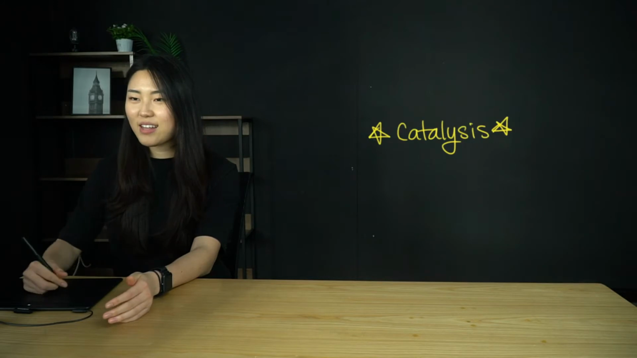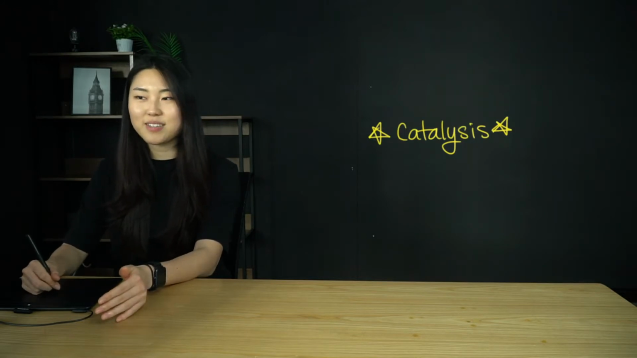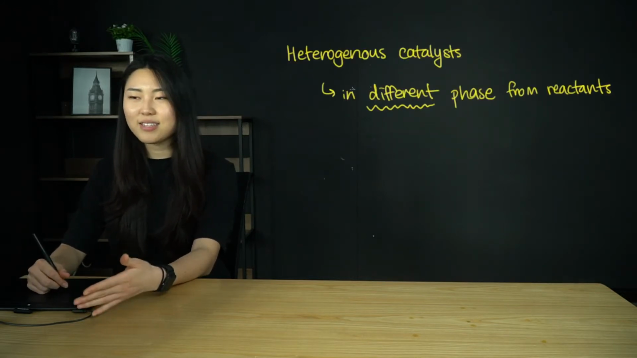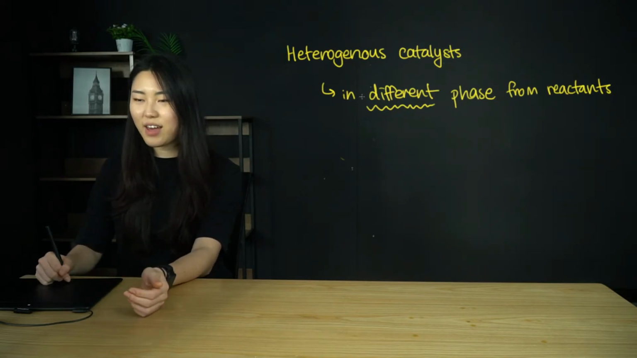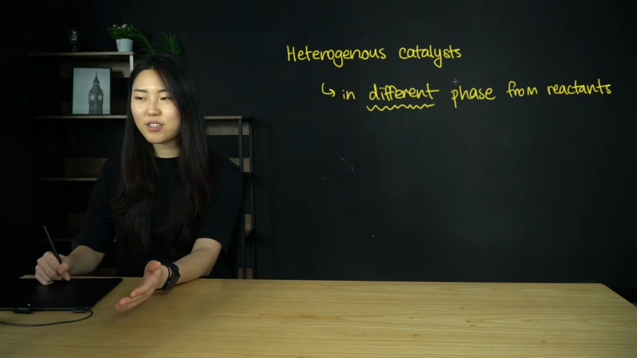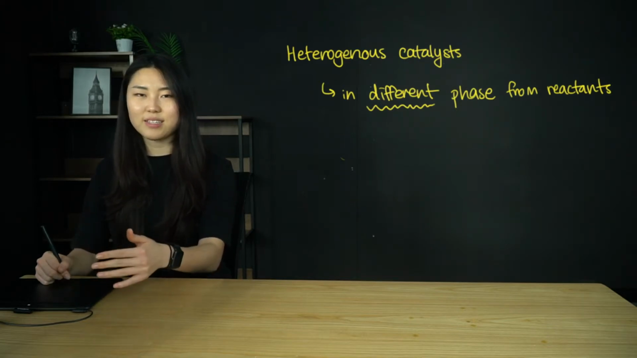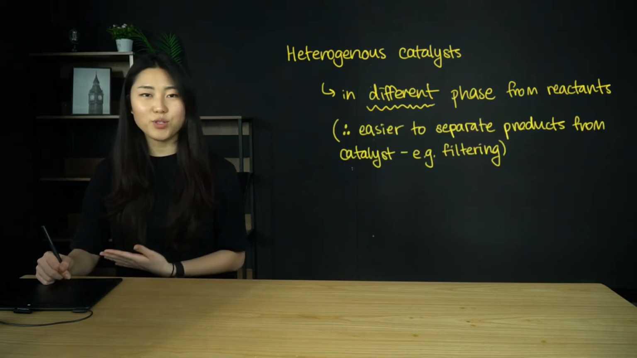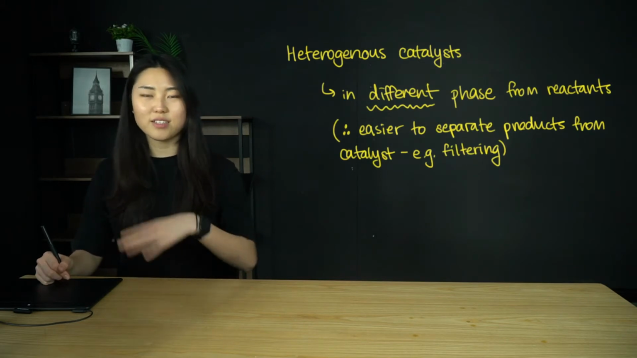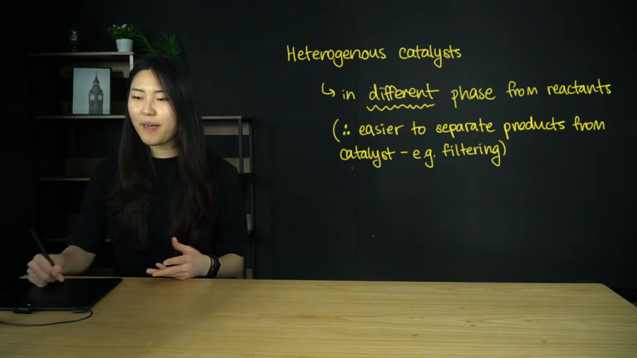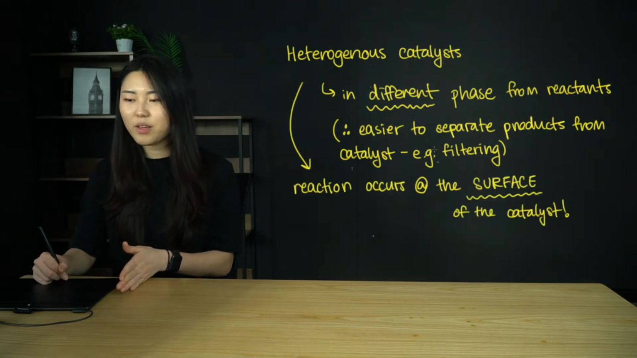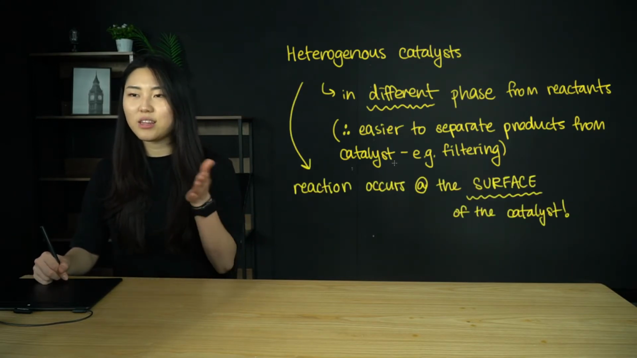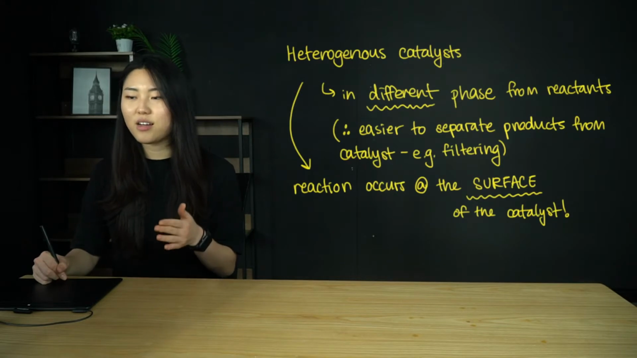So let's look at heterogeneous catalysts first. These are catalysts that are in different phases from reactants, okay? And therefore it's easier to separate products from the catalyst. For example, you can use filtering from the reaction mixture. And the reaction occurs at the surface of the catalyst, okay? Which means that we need to look at this surface adsorption theory.